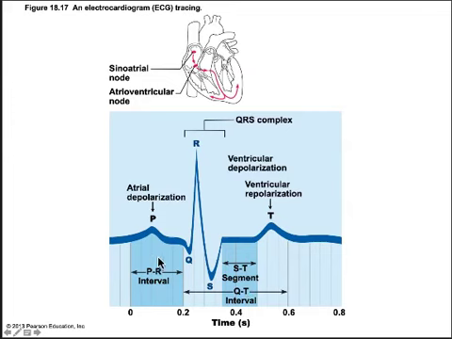Several segments to be aware of. The PR interval runs from the beginning of the P wave to the beginning of the Q wave. The ST segment, the end of the S portion of the QRS complex to the beginning of the T wave, and the QT interval from the beginning of the QRS complex to the end of the T wave.